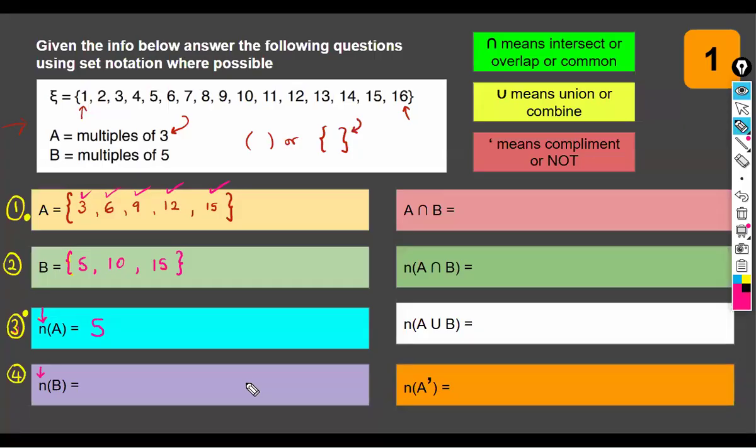Could you all send the answer for number 4 for me? It's not a trick question. What's the answer for number 4? That's a pretty easy question, right? You're just following the format of the other one. And the answer is obviously 3, because B is the multiples of 5. B is 5, 10, and 15. N of B means how many answers do we have? 1, 2, 3. So the answer is N of B is equal to 3. Simple, right? Real simple stuff.